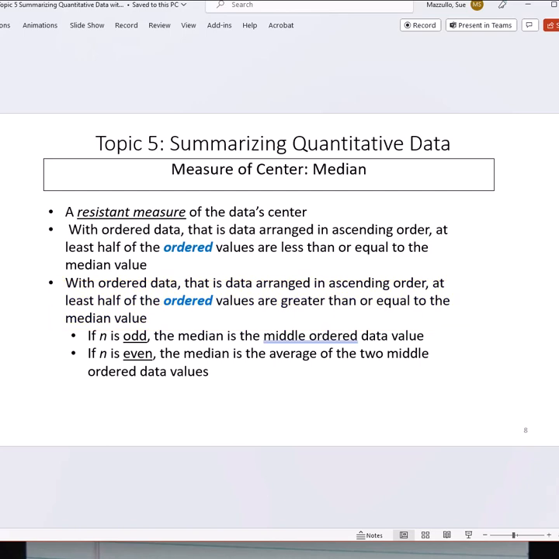So it's the middle data value. There are as many data points to the right of it as to the left of it. Now, if n is odd, the median is the actual middle ordered data value. But if n is even, the median is the average of the two middle ordered data values.